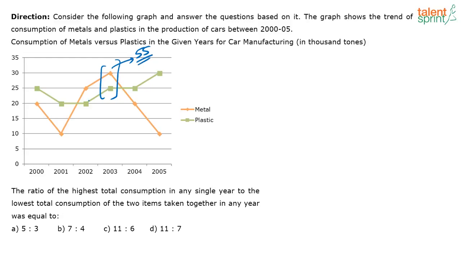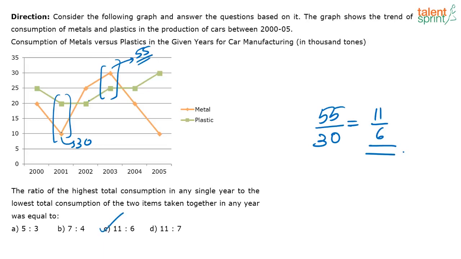Now which year had the lowest? See, this was 45, this was 45, this was also 45, and this is 40, correct? 30 plus 10. But what was this? This was 30. So this was the year which had the lowest consumption. So what they are asking you for is this ratio. So 55 divided by 30 is equal to 11/6. Option C. So basically you just add the metal plus plastic consumed in each year, find which year has the highest consumption of the total, that is both put together, find the year which has the lowest consumption and find their ratio. So here it is 11:6, that is option C.